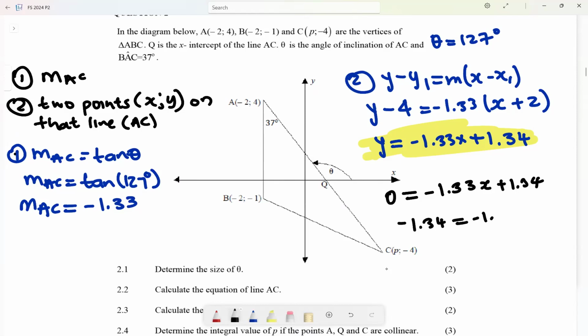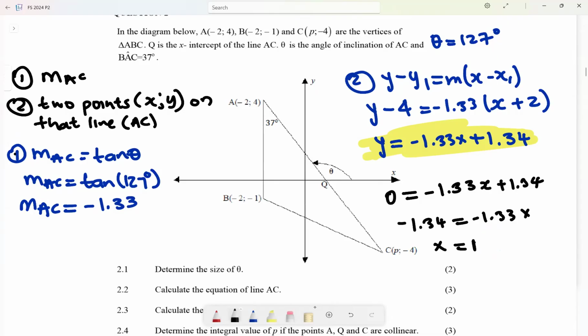Negative 1.34 is equal to negative 1.33x. Then I get x as how much? You say negative 1.34 divided by negative 1.33. You'll get a number that is almost perfect, like 1. Okay? You can say (1, 0), or just 1. Just 1 is fine, okay?